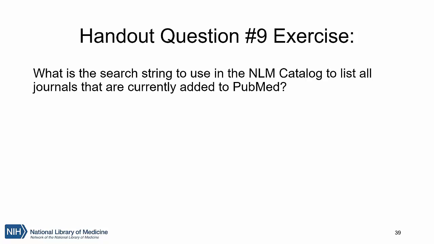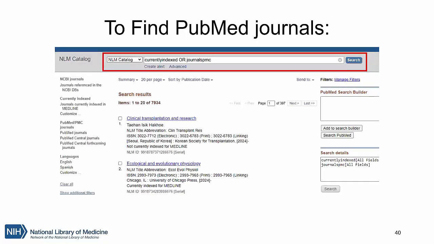Let me know what you think in the chat, what that search string might look like. Excellent. I see Cindy's already got it in the chat, journals PMC or currently indexed. Yeah, OR is the kicker there to make sure we're getting all of those journals pulled into our search. So let me move ahead to our next slide so you can see exactly what that looks like. To find all journals currently being added to PubMed, we can use this search string, currently indexed or journals PMC. Currently indexed will pull in Medline journals, and journals PMC will pull in PMC journals, and then just don't forget to combine them with OR.